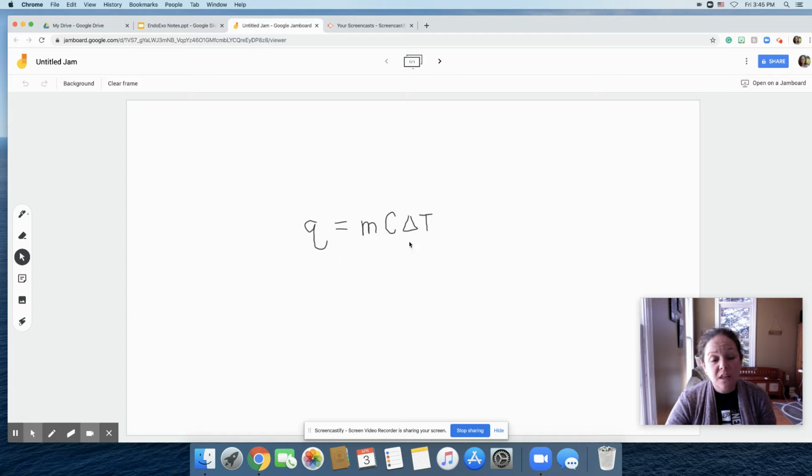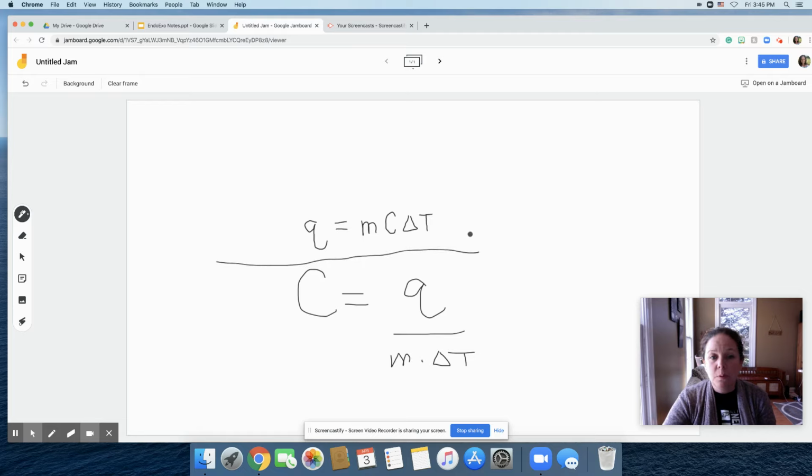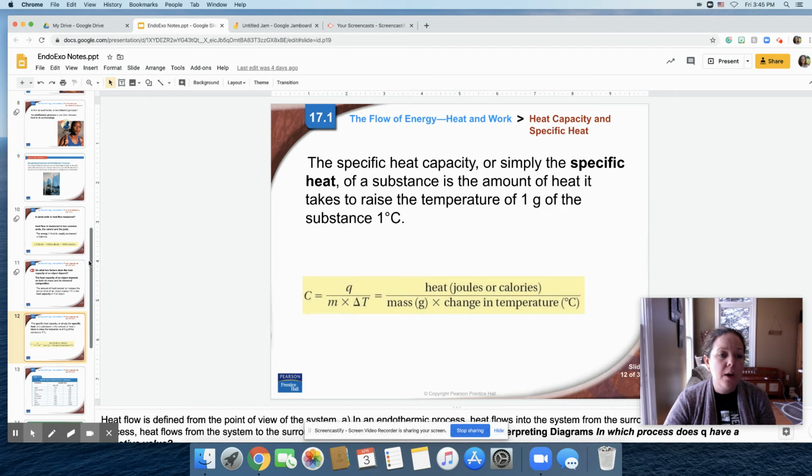If I write it down like this, I can always rearrange it back to the other way, which was, I'm not very good at this Jamboard. It's brand new, so bear with me here. C equals Q divided by M times delta T. So these are both the same equations. They're just written 2 separate ways. I tend to remember this one right here because it's easiest for me, but you can use whatever works best for you. All right, so back to our PowerPoint.